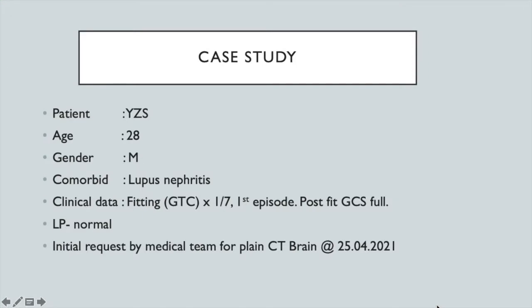As you may know, this is a young male patient in his 20s, with underlying SLE for the past 4 years. There was an initial request by the medical team for a plain CT brain on the 25th of April, after the patient developed a first episode of fitting. No baseline CT or MRI was done prior to this.